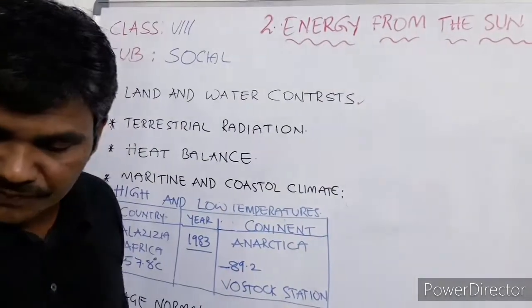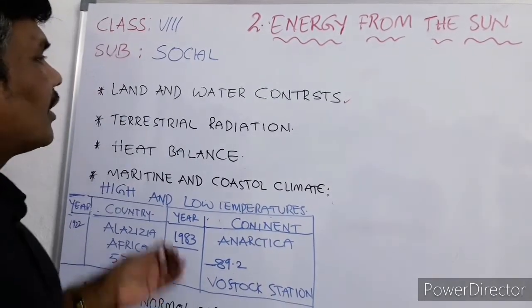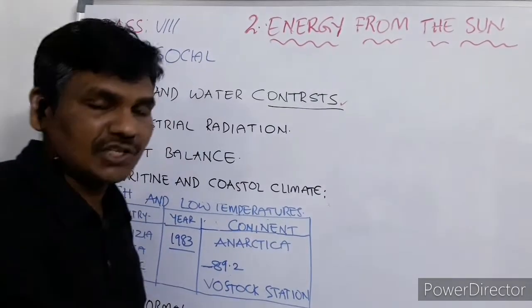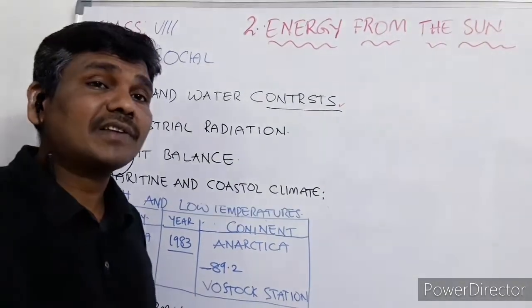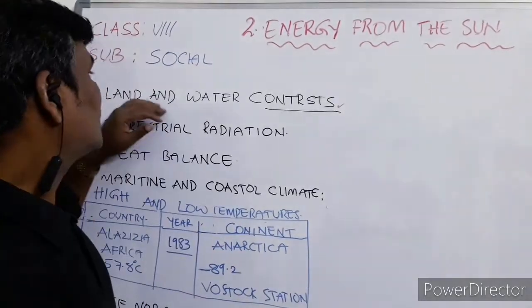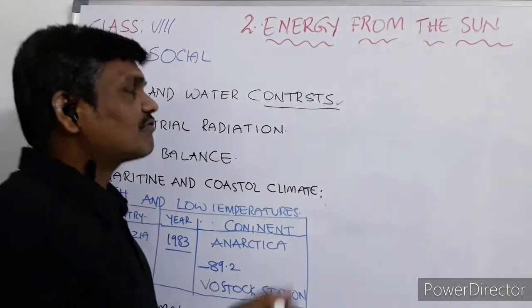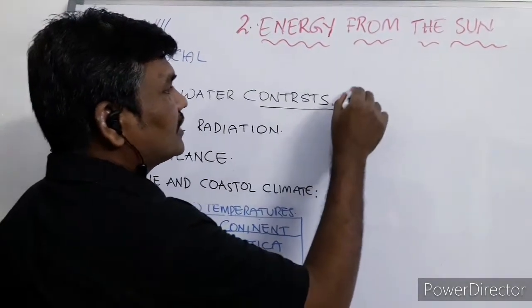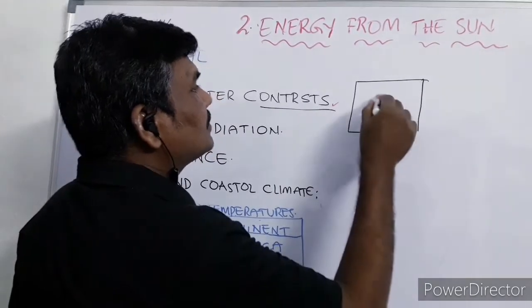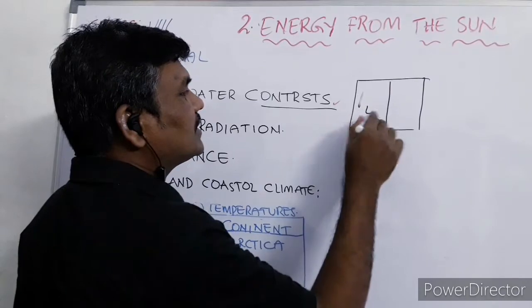Now focus here. Land and water contrast is nothing but contradictions. Contradictions means the variations, the differences. Land and water, how they are quite different. See here, land. Imagine it is a land.